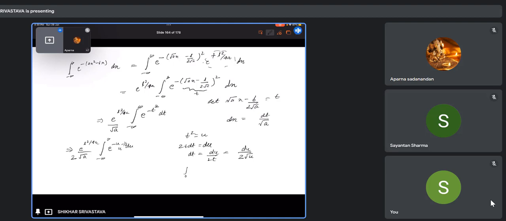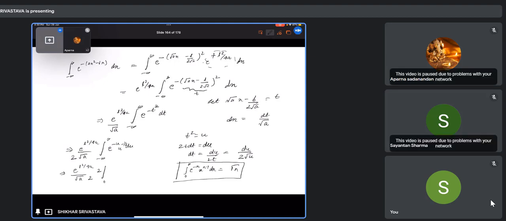Now there is a property of the gamma function that if we have this kind of integral, e to the power minus x, x to the power n minus 1 dx, you can just write it as gamma of n. So this function is also similar to that. So we have e to the power b square upon 4a upon root a. Since it's an even function, I can change the limit to 0 to infinity and multiply by 2.